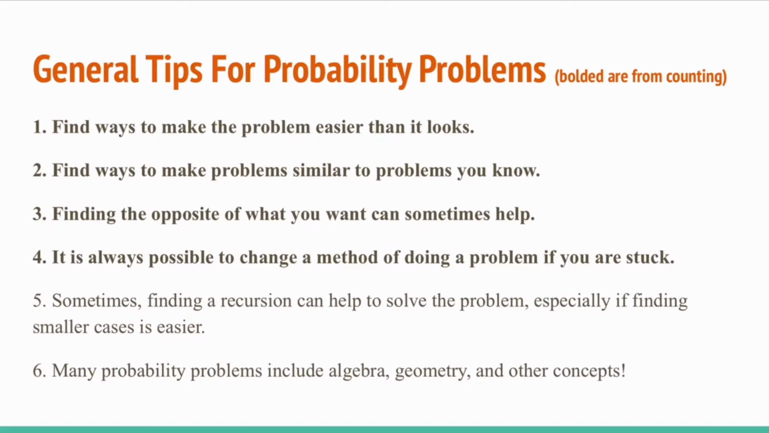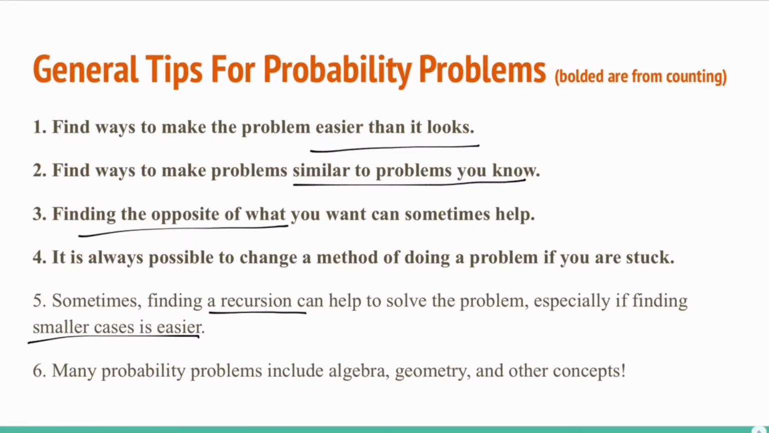Here are some general tips for probability problems, and many of these are from counting. You should always find ways to make the problem easier than it looks. You should find ways to make the problem similar to problems that you know. Finding the opposite of what you want can sometimes help. And it is always possible to change a method of doing a problem if you're stuck. Also, some new ones are sometimes finding a recursion can help to solve the problem, especially if finding smaller cases is easier. And many probability problems include algebra, geometry, and other concepts.